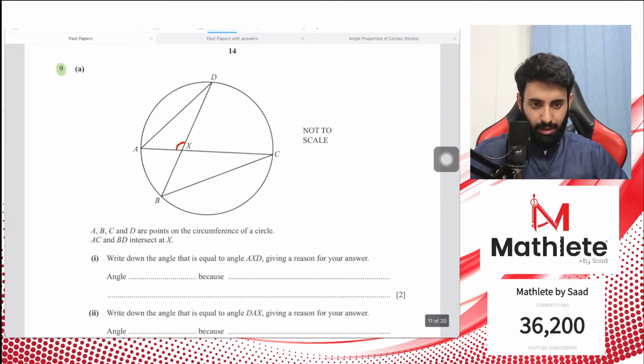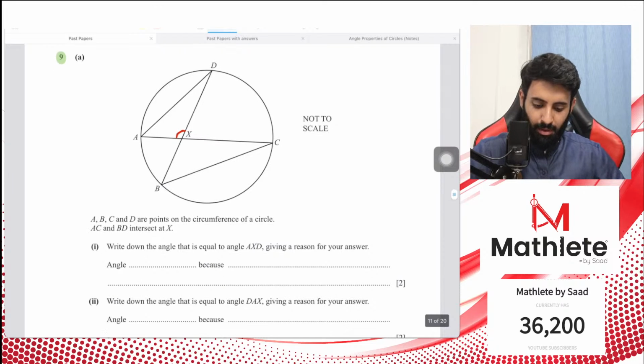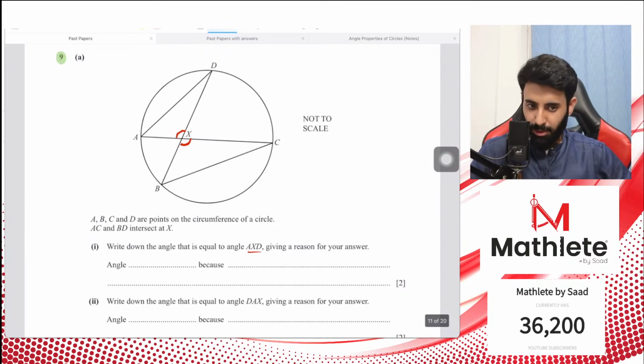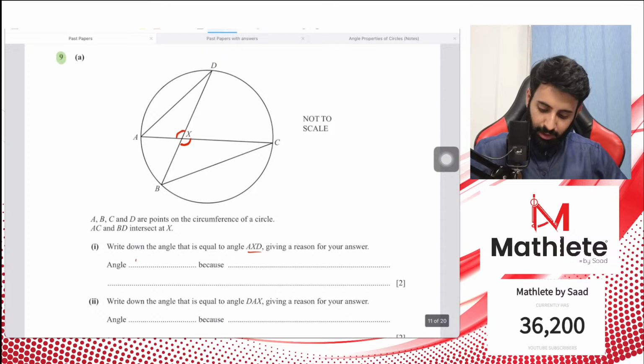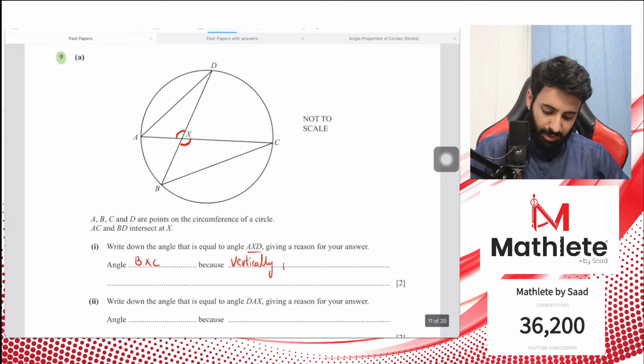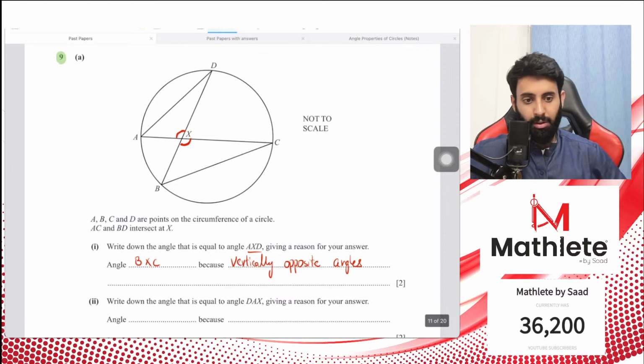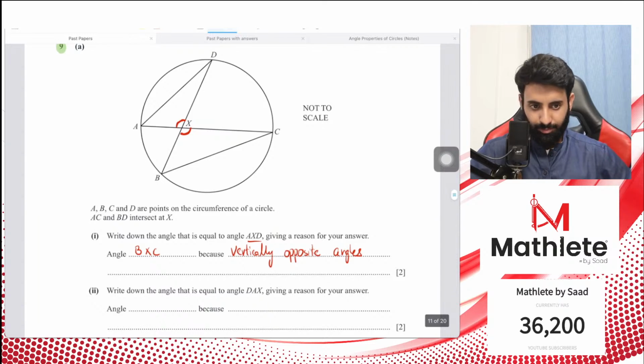Okay, so AXD is this angle. All right. That means this angle and this angle will be equal. Okay. And why are these two angles going to be equal? So the reason behind that is not a circle property. The reason behind that is something to do with straight lines. Okay, so what do we call this property? We call this property vertically opposite. All right, please remember that this has got nothing to do with circles. When two lines cross, their opposite angles are equal. Okay, so there you go, vertically opposite angles.